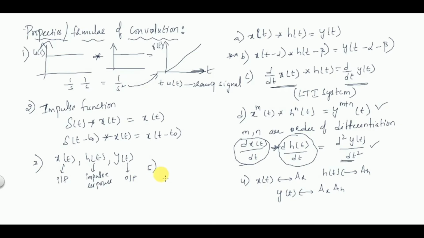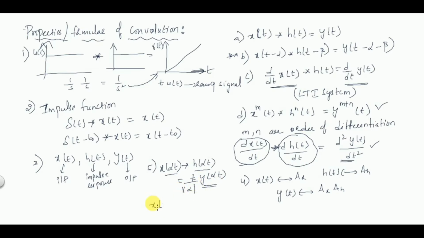Next property, the last one, is the scaling property: x of alpha t convolved with h of alpha t is equal to 1 by mod alpha into y of alpha t. If you scale x by alpha and scale h of t by the same parameter alpha, there will be the same scaling in the output also. Sorry, it is not just y of alpha t, it is 1 by mod alpha into y of alpha t.